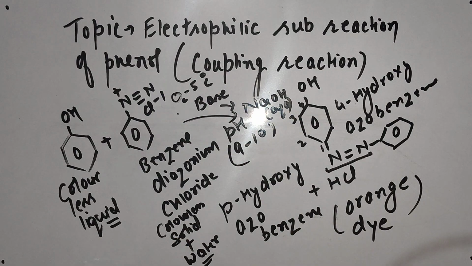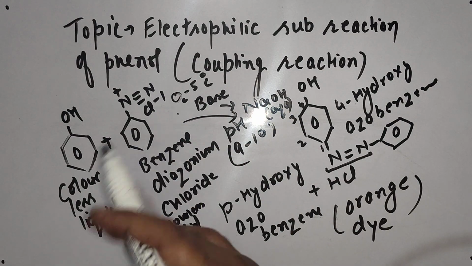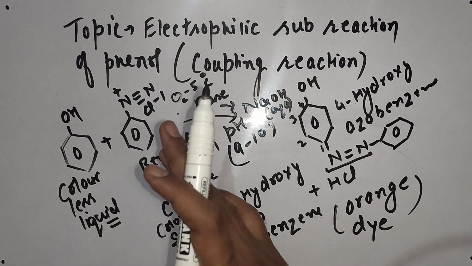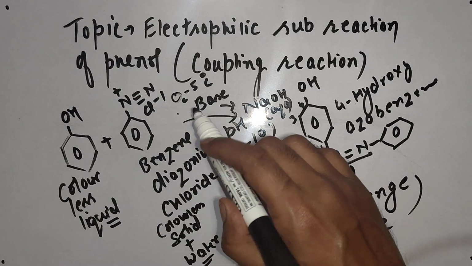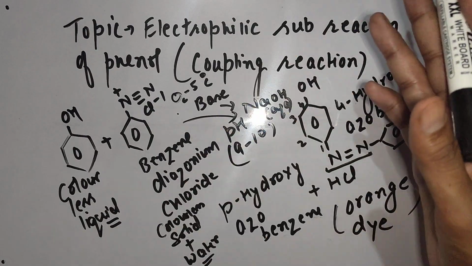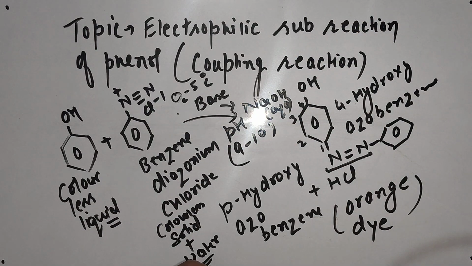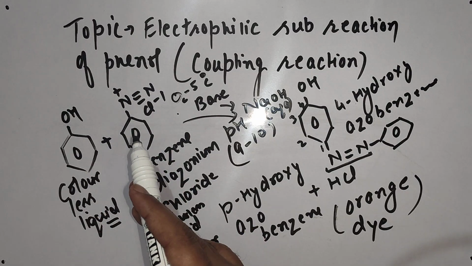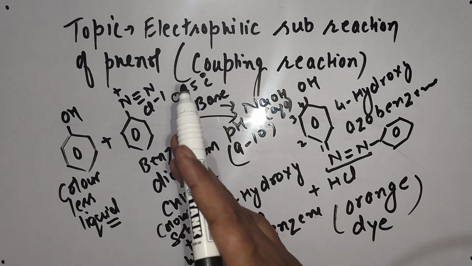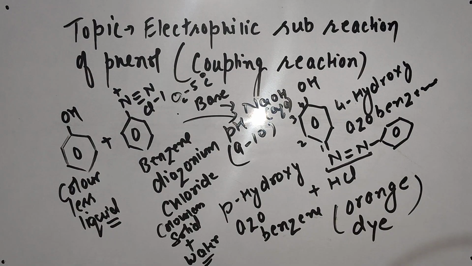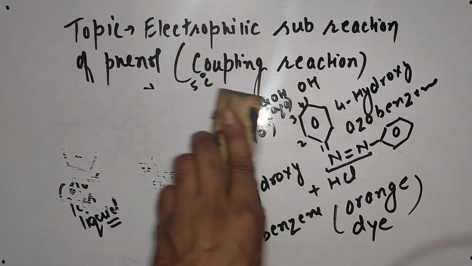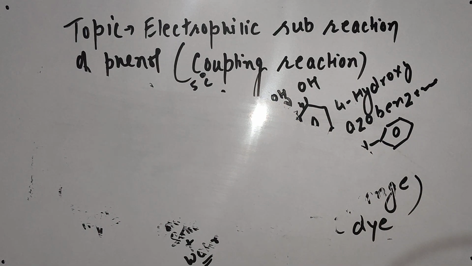Why 0 to 5 degrees Celsius? Already I have discussed with you that benzene diazonium chloride is a highly unstable compound. If you increase the temperature beyond it, it will decompose to nitrogen gas. That's why, to keep it in this form, we need to keep our temperature low. This reaction is known as the coupling reaction. Now, up to 12th level, how can we learn this reaction? Very easily we can learn this reaction. Let's start.